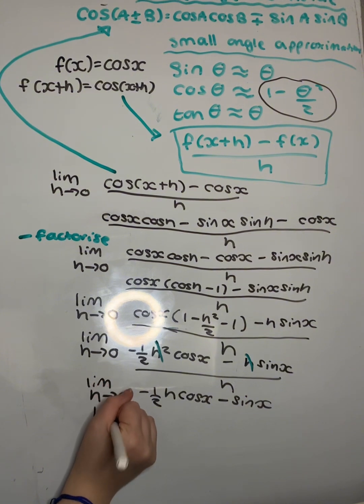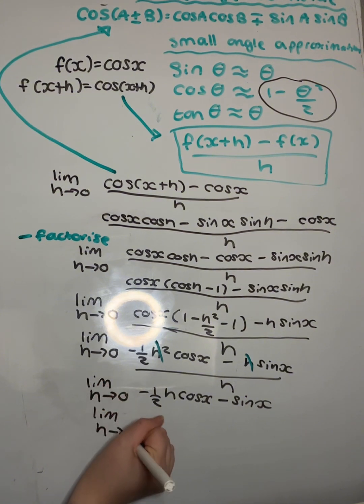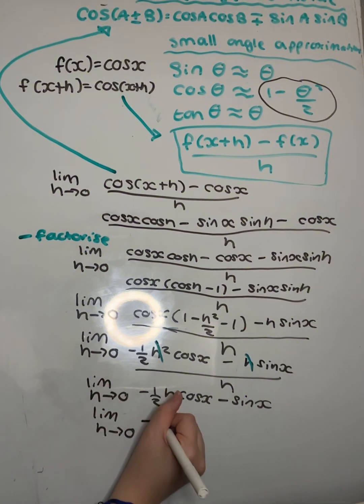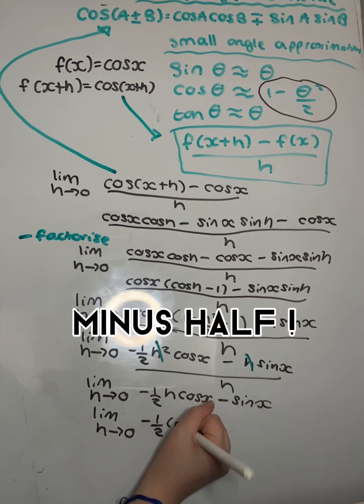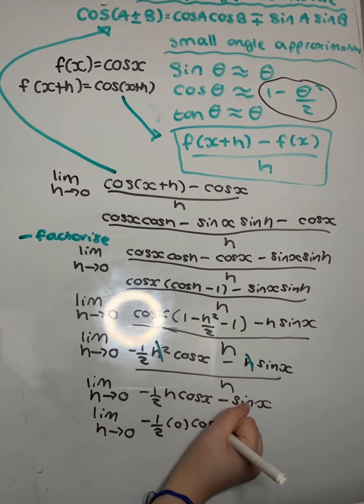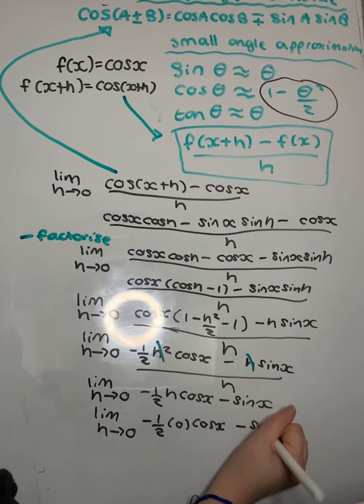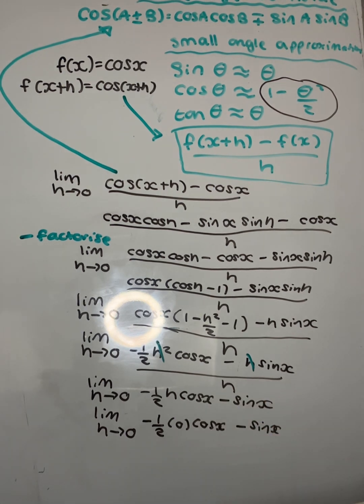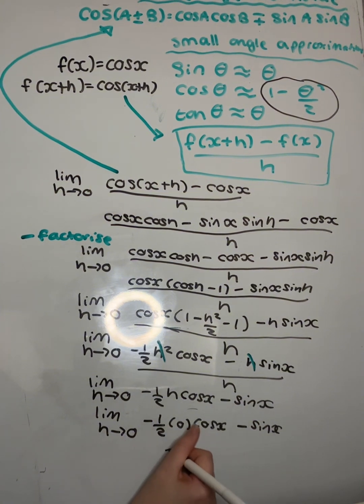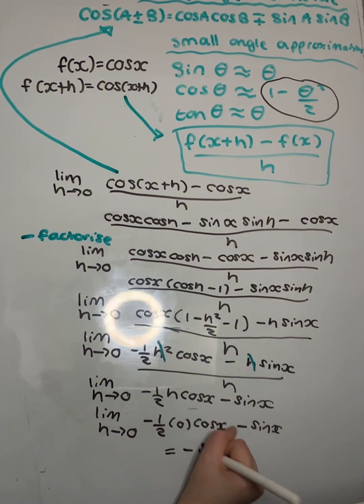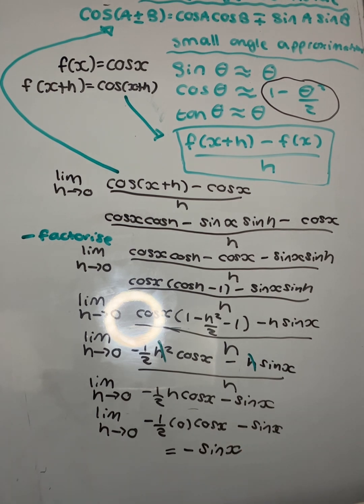And for our last working out, h tends to 0. As h gets really small, it goes to 0. So a half h cos x is just a half times 0 cos x, minus sin x, which therefore just leaves you with minus sine x. So the differentiation of cos x using first principles is just minus sine x.